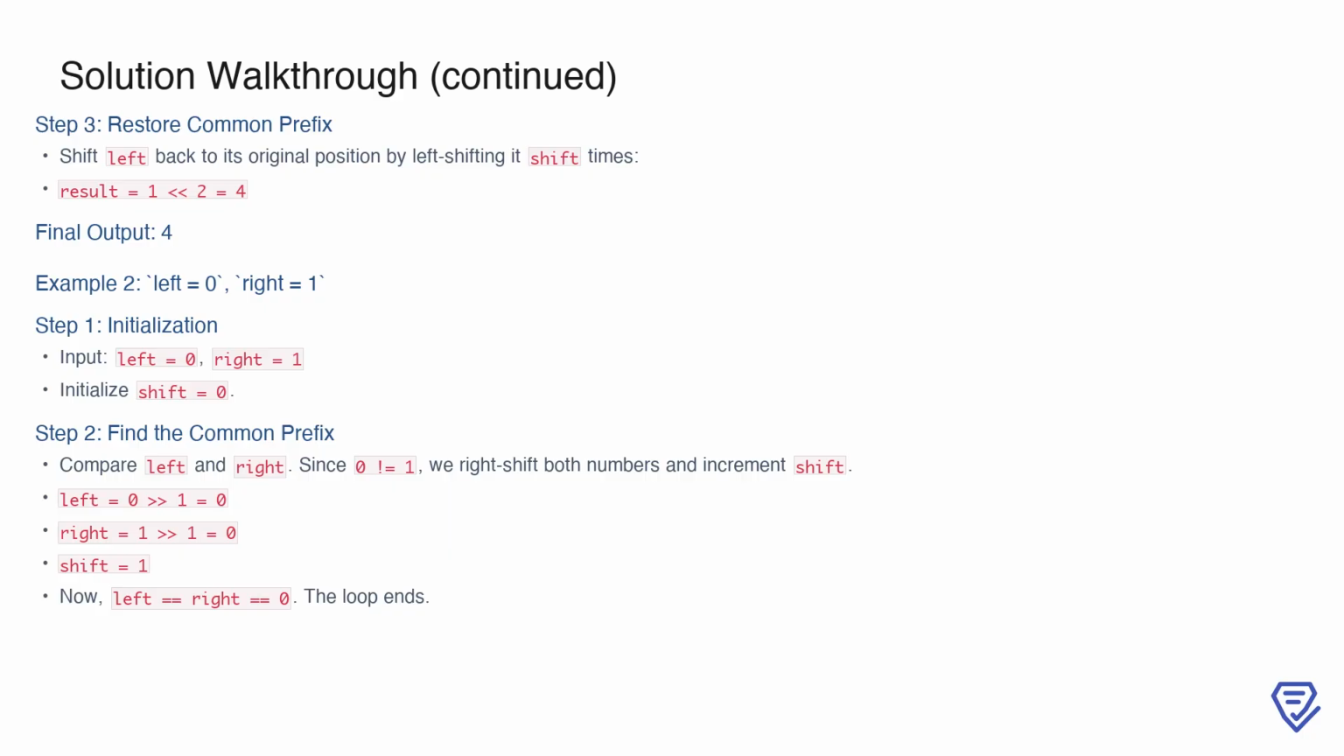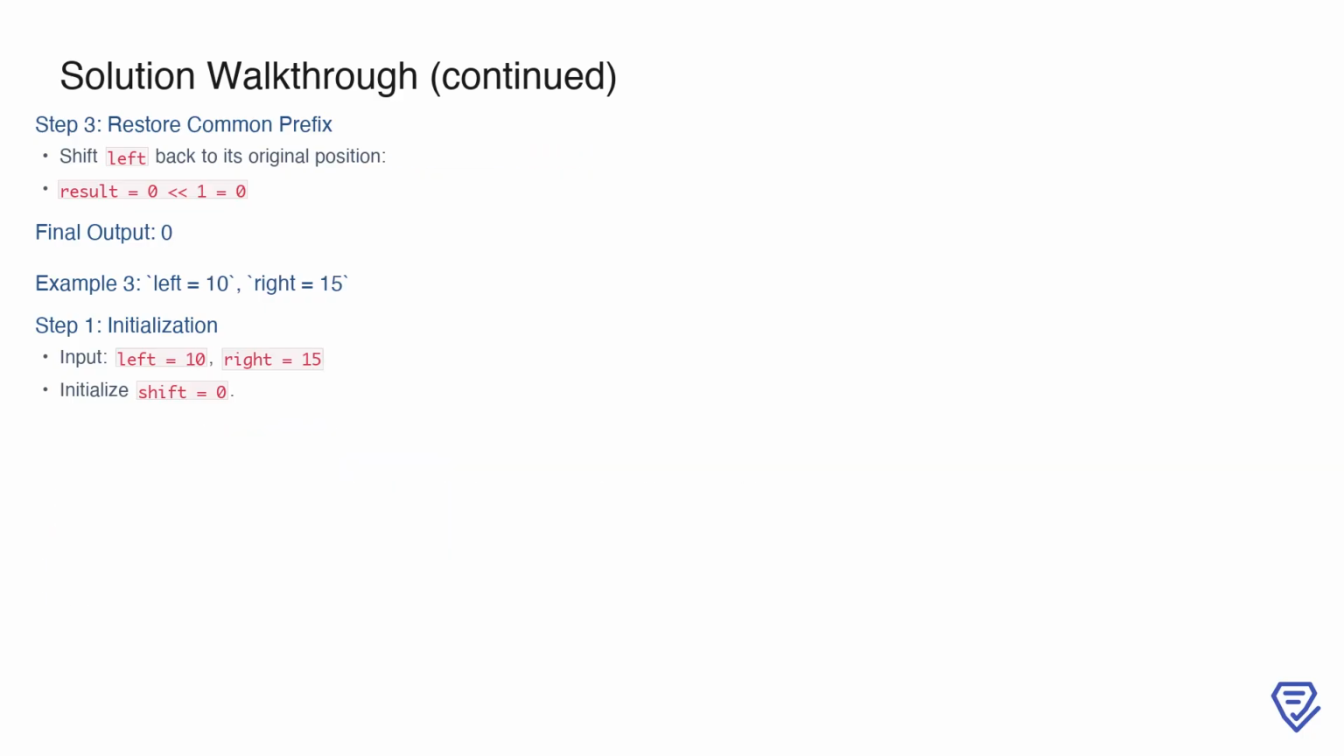Moving on to a second example, where left is 0 and right is 1, we start by initializing shift to 0 again. We compare the two numbers, and since they are not equal, we right shift both by 1 bit and increment shift. After this operation, left becomes 0 and right also becomes 0, while shift is updated to 1. Now that both numbers are equal, the loop ends, and we've found the common prefix in the shifted form.